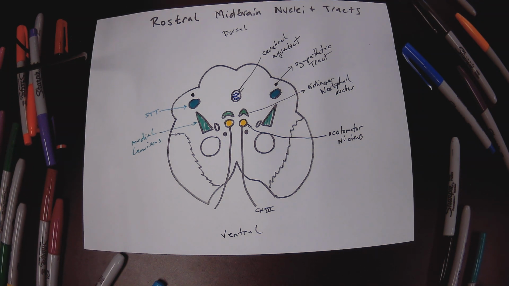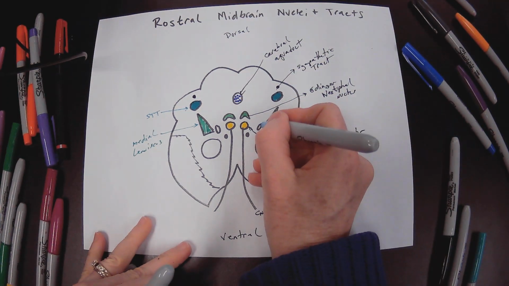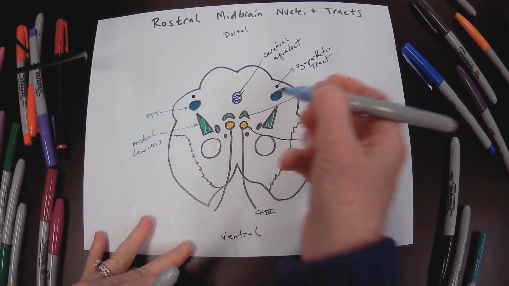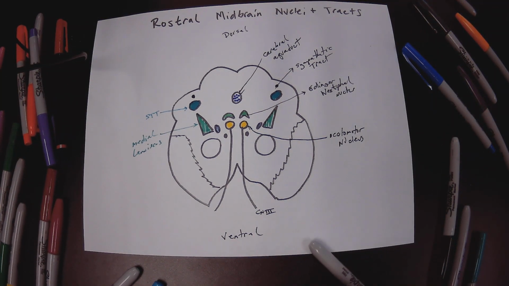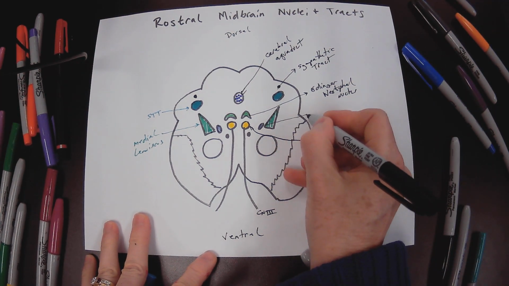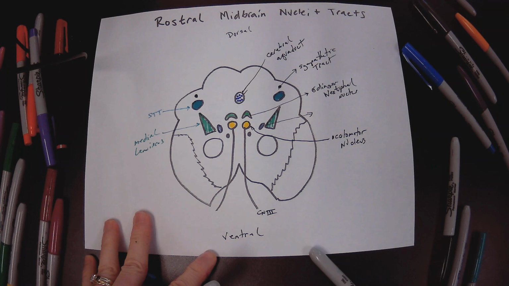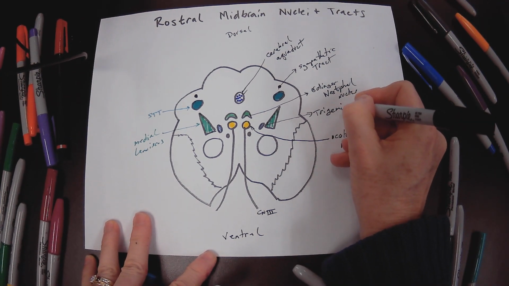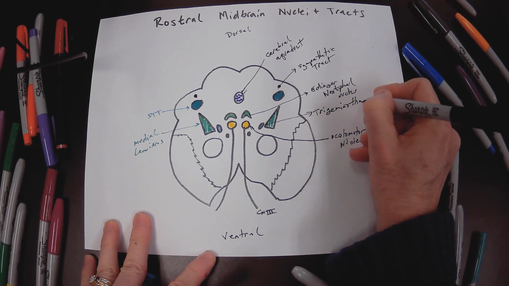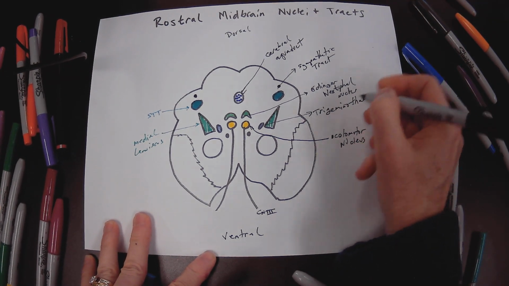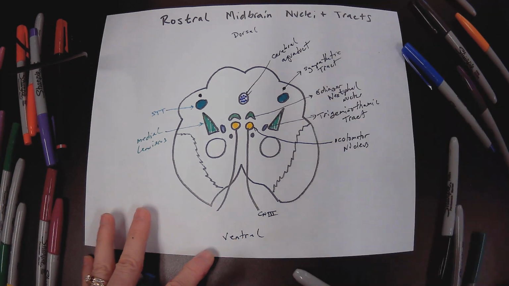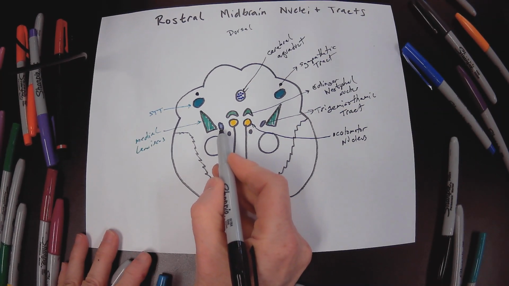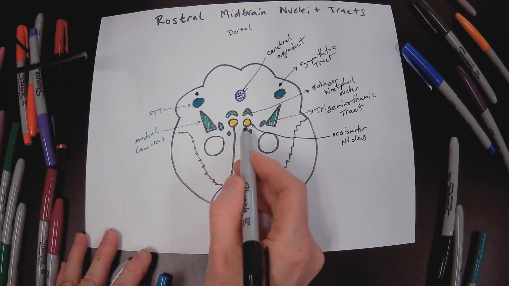Usually around the area of the medial lemniscus, there's another tract that's responsible for carrying pain, temperature, and crude touch from anything above the neck. That's your trigeminothalamic tract. This little one right here usually hangs out with the medial lemniscus.